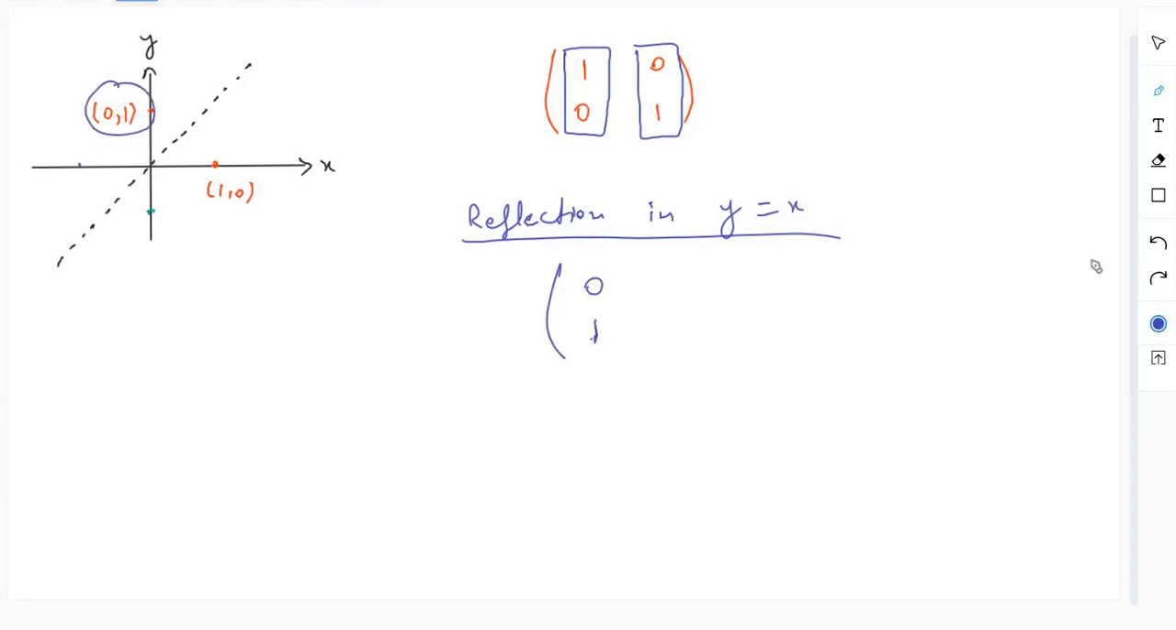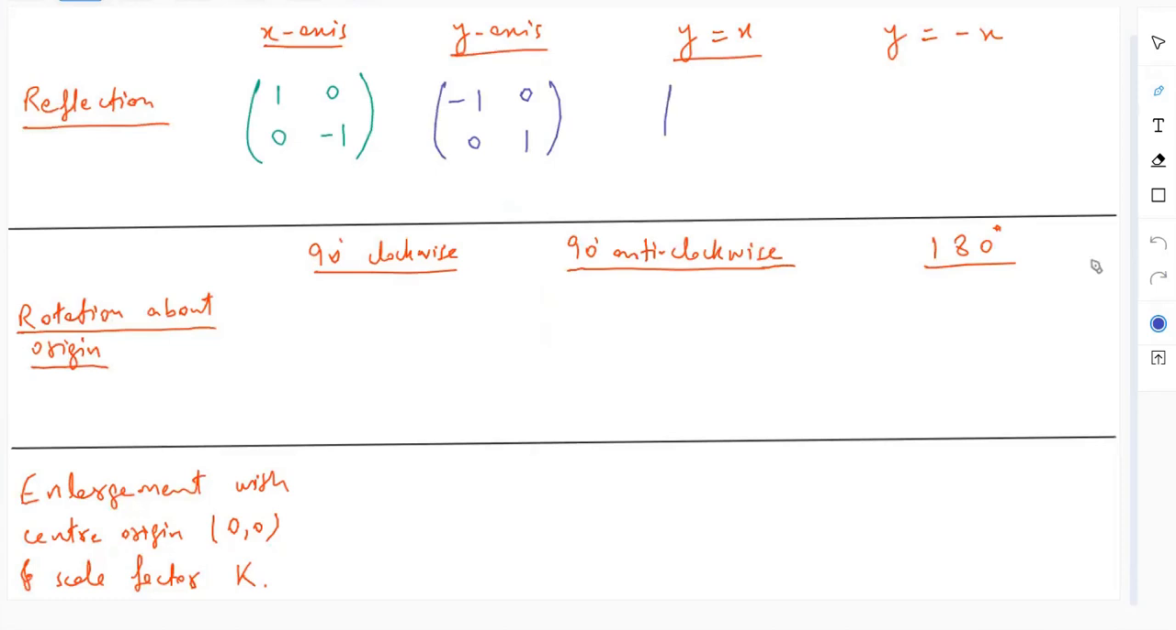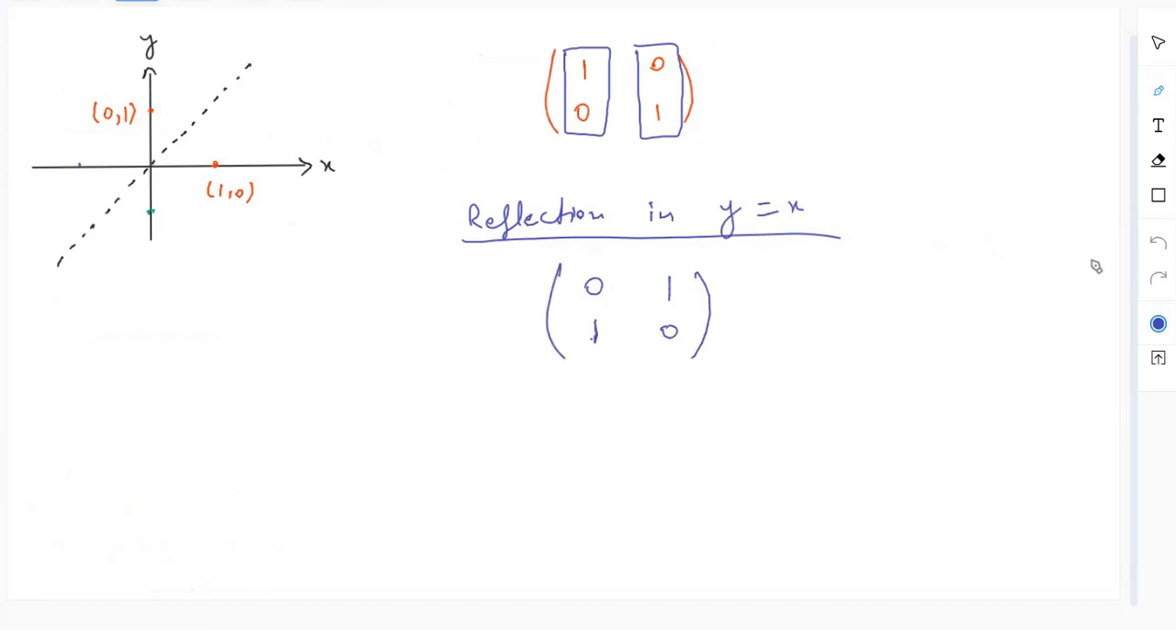The point that was 0 1, where does that go? That reflects and comes here and becomes 1 0. So that's your matrix for reflection in the line y equals x. It's a very quick process. Rather than memorizing, you can just spend a few seconds in your exam to figure it out right away. This is your matrix: 0 1 and 1 0. So that's the reflection in the line y equals x.